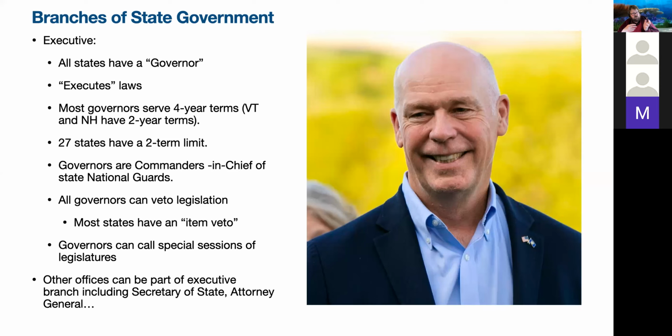And then, in addition to the governor, there are other offices and departments that are a part of the executive branch of government. In Montana, that includes the Secretary of State, which is an elected position, the Attorney General, which is an elected position, the Superintendent of Public Instruction, which is an elected position, but also things like the Department of Child and Family Services, Department of Public Health, things like that, are all technically under the auspices of the executive branch of government.